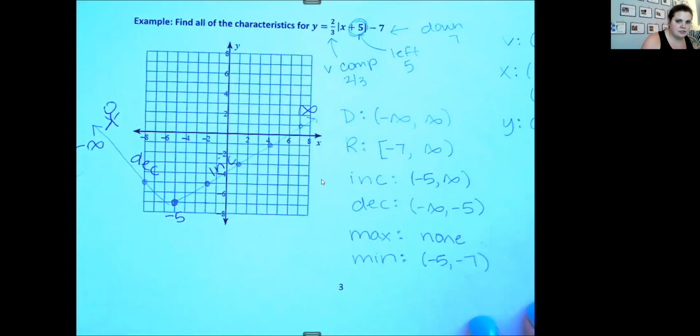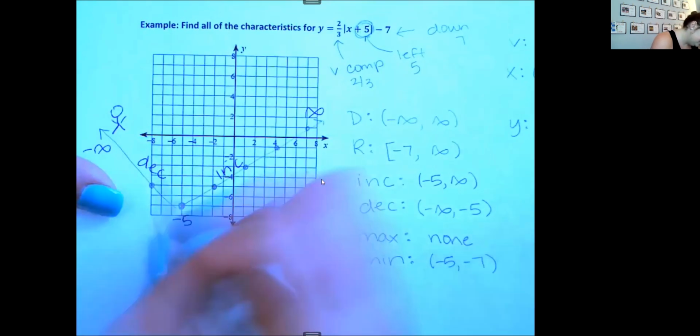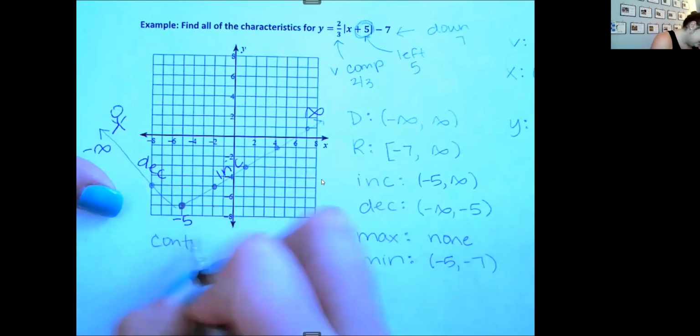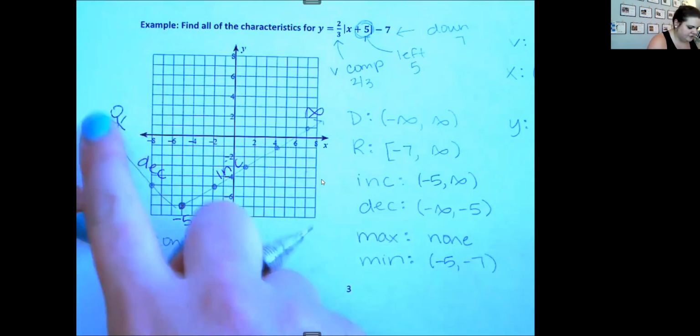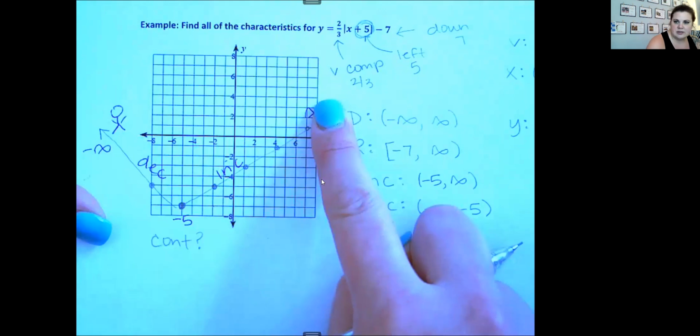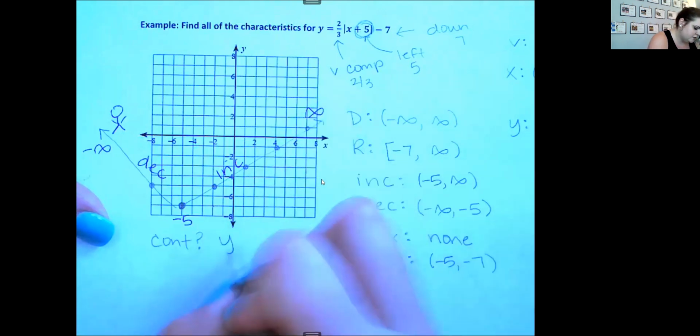I also want to determine if this graph is continuous. And that means, can I trace it with my finger? So I'm starting on the left side. I traced the whole thing with my finger without picking up my finger. So that means, yes, it is continuous.